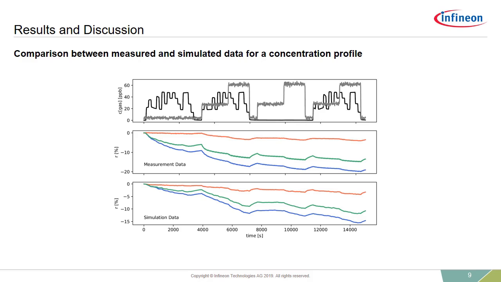In the first row, you can see the gas concentrations throughout the measurements, where the gray line represents the ozone concentrations, and the black line describes the NO2 concentrations. And in the second row, the real sensor output of the 3 different graphene materials is shown. The third row shows the simulation data generated by the model according to the input concentrations, using slow recovery as the drift source.